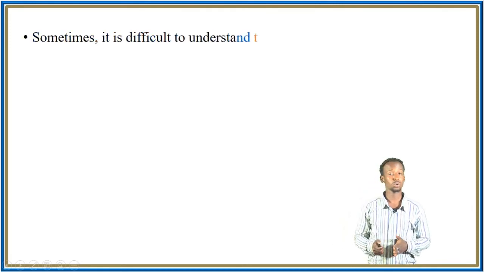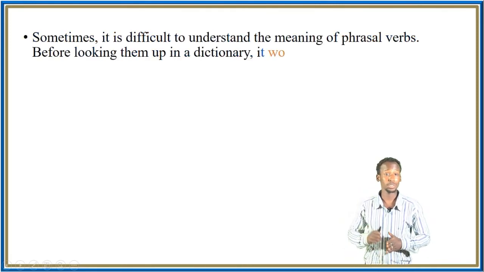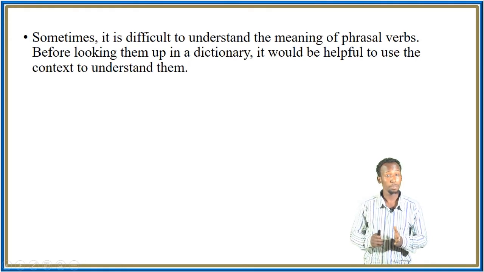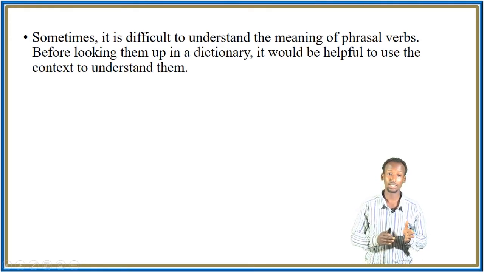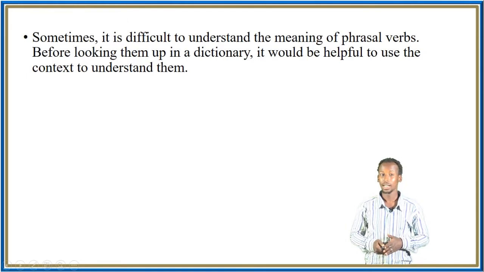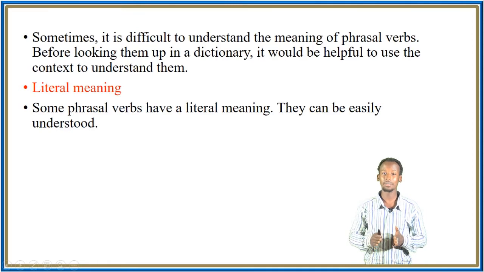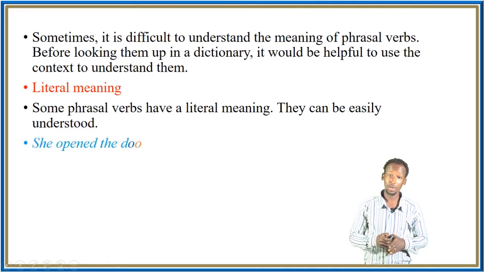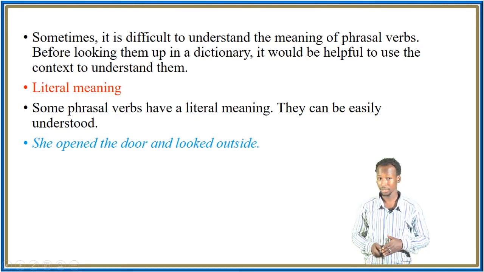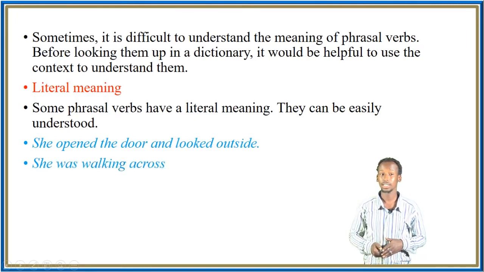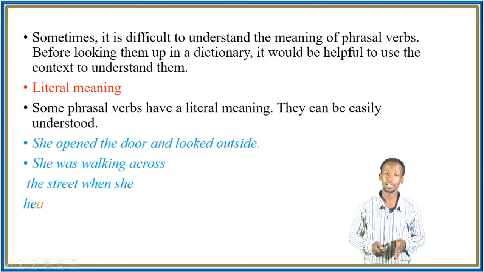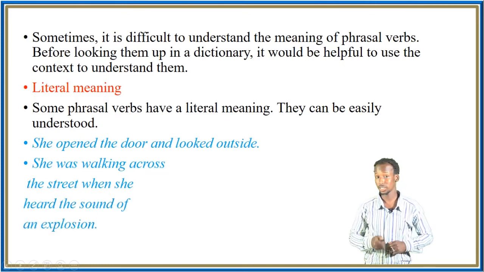Sometimes it's difficult to understand the meaning of phrasal verbs before looking them up in a dictionary. It would be helpful to use the context to understand them. Literal meaning. Some phrasal verbs have a literal meaning. They can be easily understood. She opened the door and looked outside. She was walking across the street when she heard a sound of explosion.